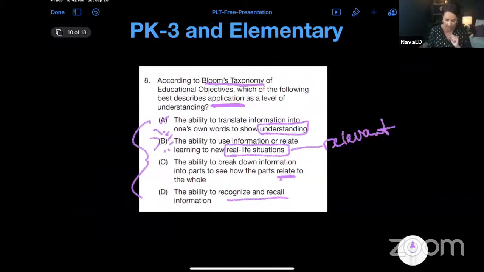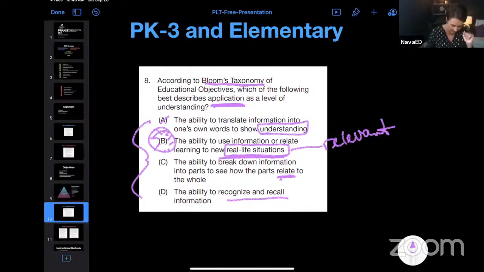Let's go back to the question. According to Bloom's taxonomy of educational objectives, which of the following best describes application as a level of understanding? Well, taking it to the real life situations, that's the application. Taking what you're learning in your really difficult science class, or for pre-K3, maybe it's something abstract, taking the abstract and bringing it into the real world. That's higher order thinking. That's the application. Therefore, B is going to be the correct answer there. Very good, guys.